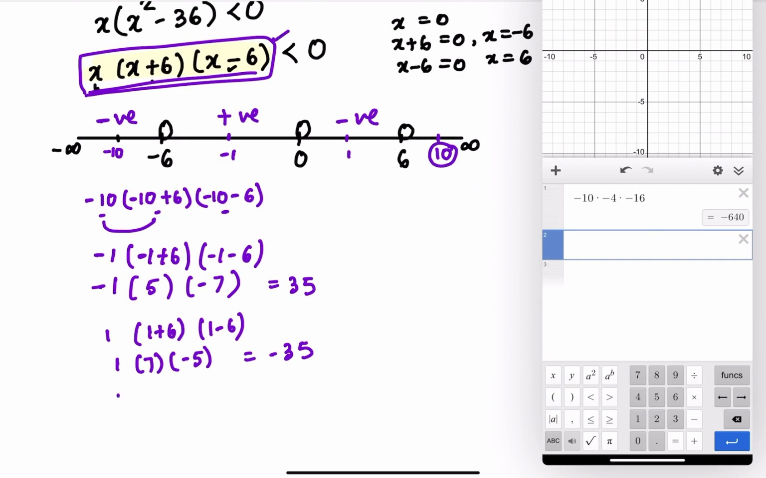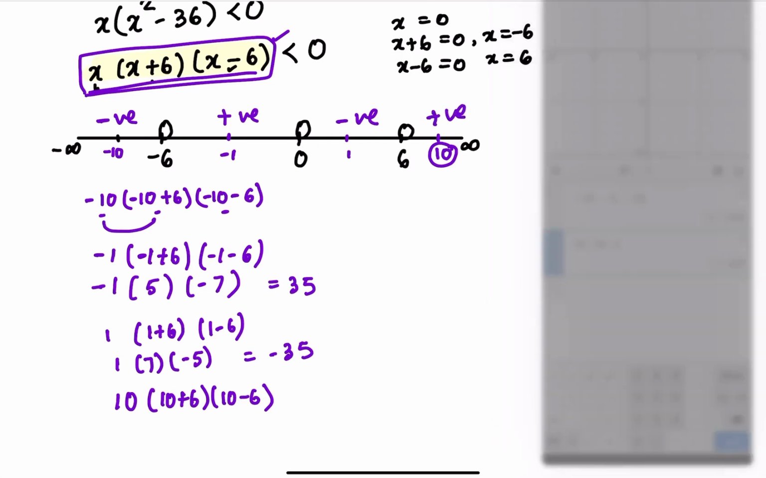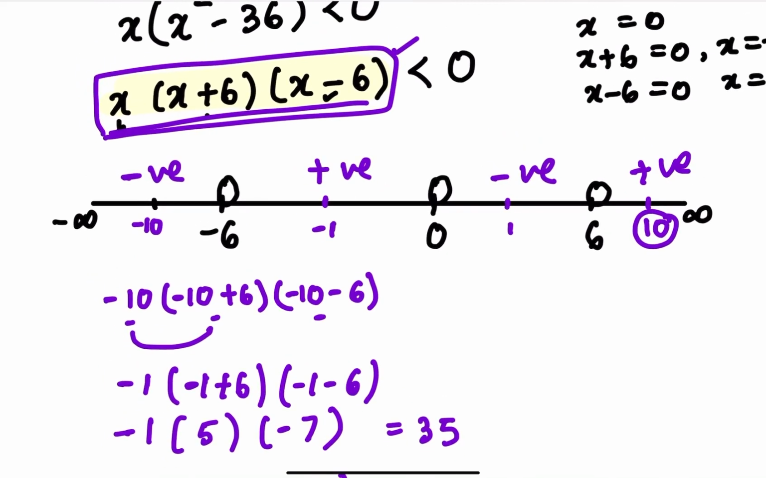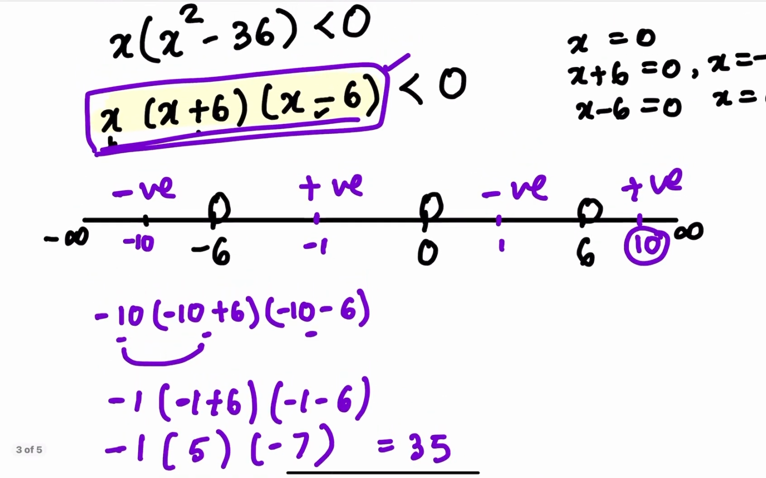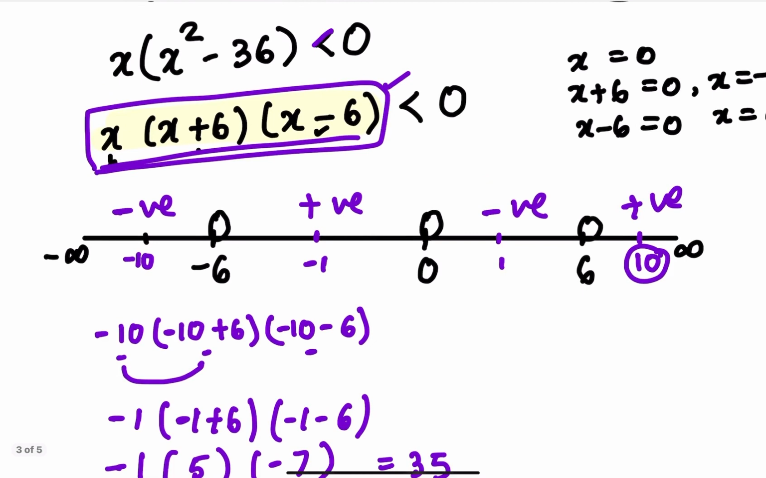Now let me plug in 10. Actually, you know what? Let me just plug it in here. 10 times 10 plus 6 is 16, and 10 minus 6 is 4. And I get a positive. Again, I really don't care what the value is. All I'm looking for is, are they positive or negative? And keep in mind, I want this less than 0. That means I want negative.